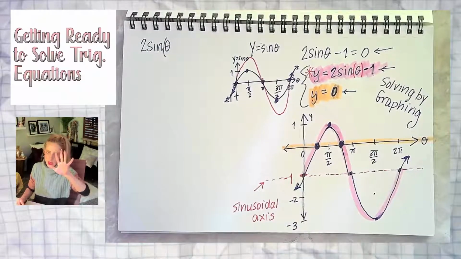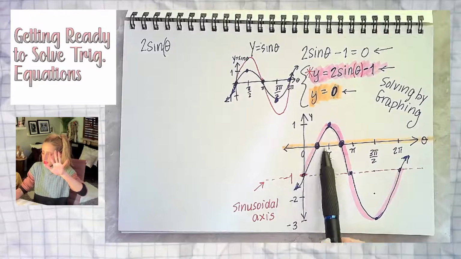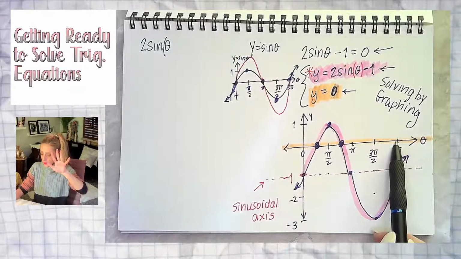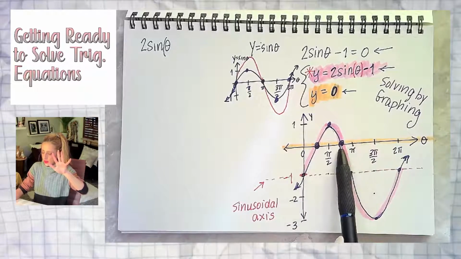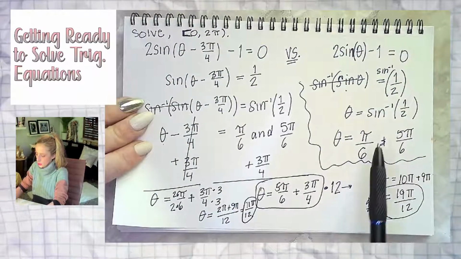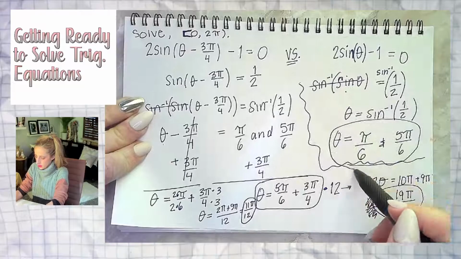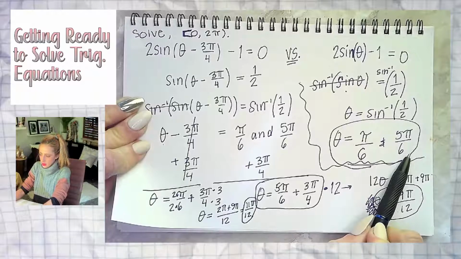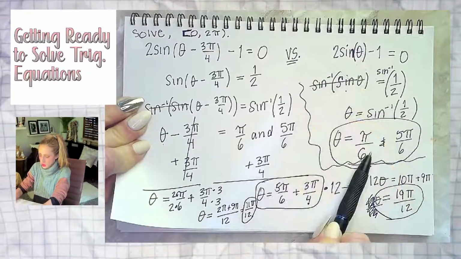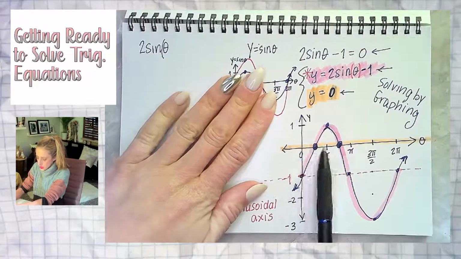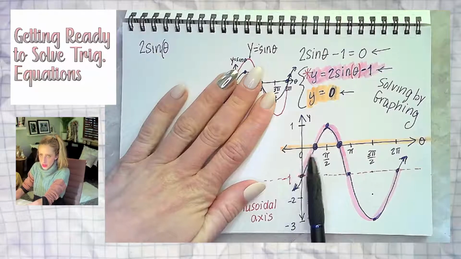Think about when I picked up my hand and I talked about the quadrants. This is quadrant 1, quadrant 2, 3, and 4. I have an answer in quadrant 1. I have an answer in quadrant 2. Does that make sense? Look at this on the previous page when we solved it algebraically. Here are my answers. I have an answer in quadrant 1 and an answer in quadrant 2. That's solving algebraically and using the unit circle. Here, solving with more of a graphing approach, I have an answer between 0 and pi over 2. Yes, that would be a quadrant 1 answer on the unit circle.